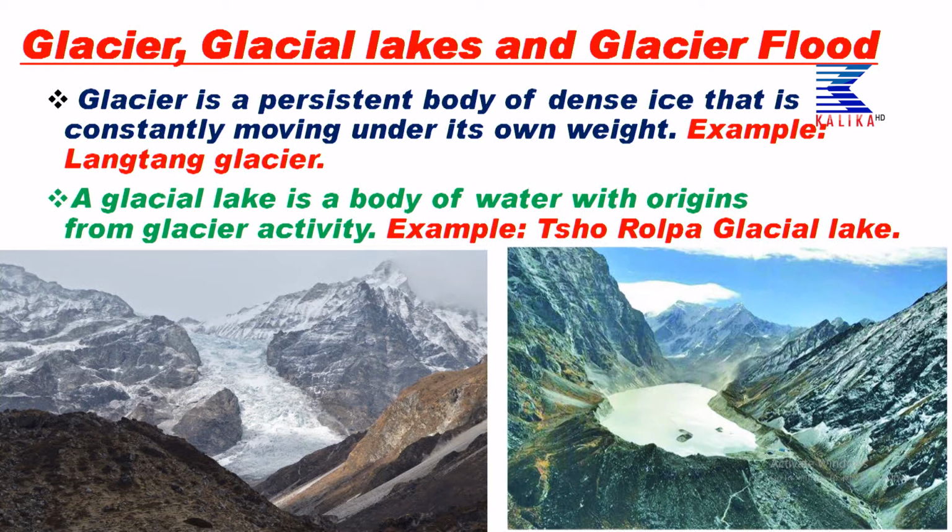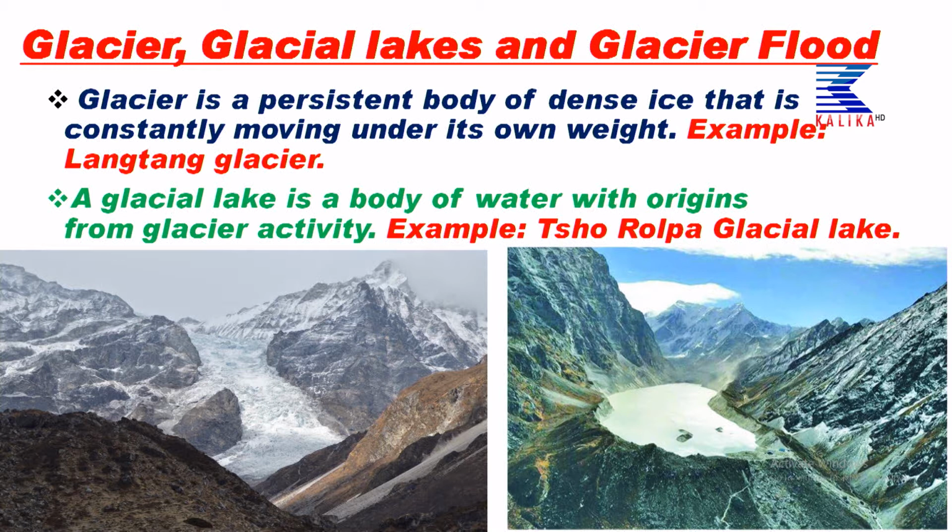So, glacial lakes and glacier floods. What are they about? Glacier: when the snow from the Himalaya region or Arctic region starts rushing down because of its weight, that's called a glacier. A glacier is a persistent body of dense ice that is constantly moving under its own weight. For example, Langtang Glacier of Nepal.